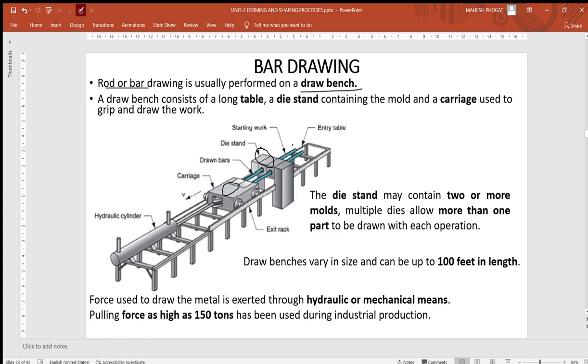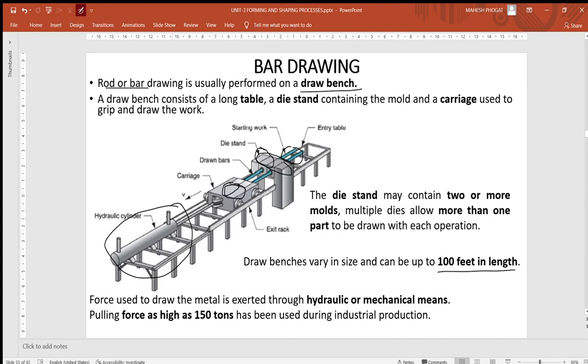So here you can see these are your workpieces. The workpieces are passing through these dies, and the pulling is taking place with the help of the carriage. This carriage is moving with the help of a hydraulic cylinder. The die stand may contain one or two molds. Here two different molds are available, so that you can draw two or more bars. Depending on the size of your bench, you can have three or four. The draw bench can go up to 100 feet in length, depending on your requirement.